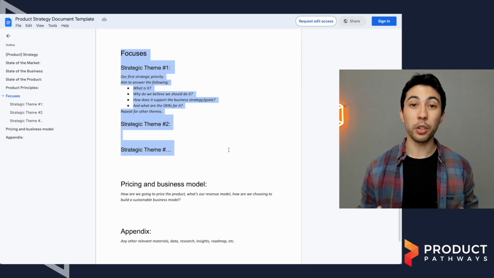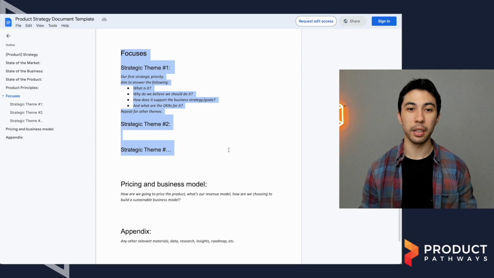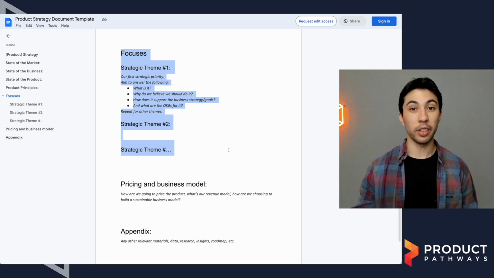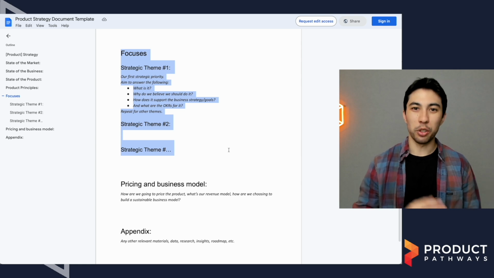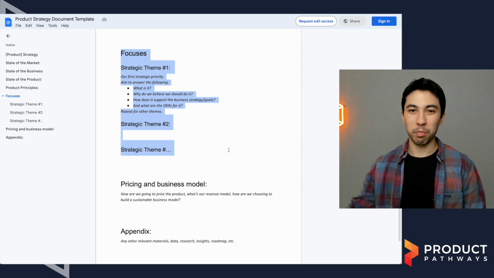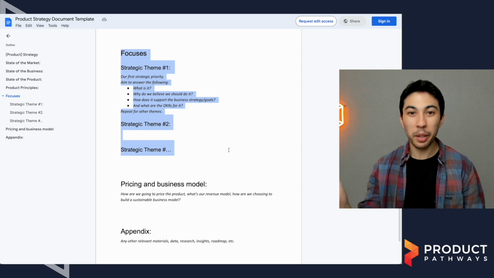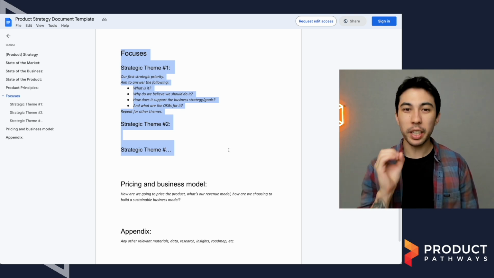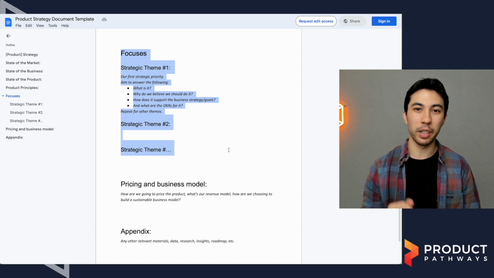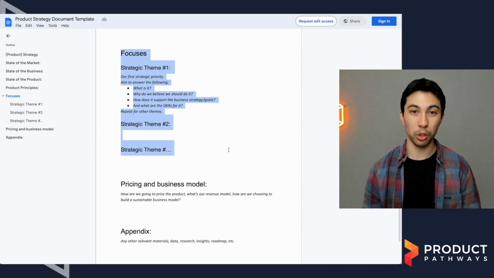Now, this section is called focuses, but really these are what are those strategic choices you're going to make? And it's framed as strategic themes. You can think of them as strategic choice. You can think of them as strategic initiatives or strategic pillars or whatever you want to call it. Companies call it all kinds of different things. But the notion of these, and each one of these, is that it is a strategic choice.